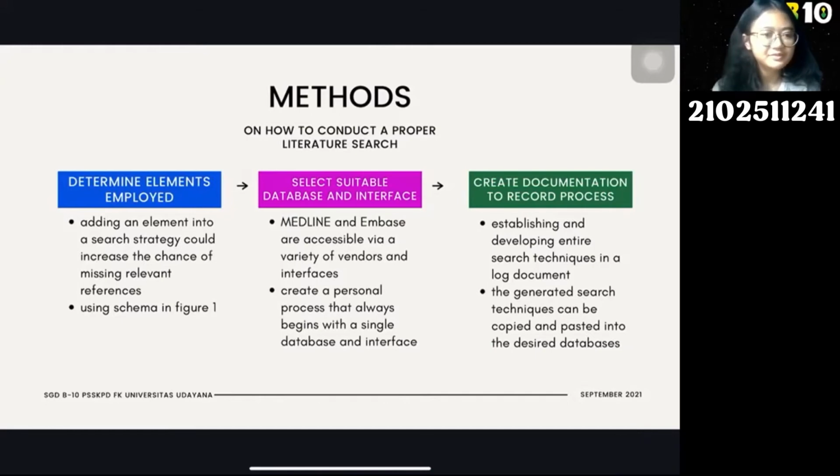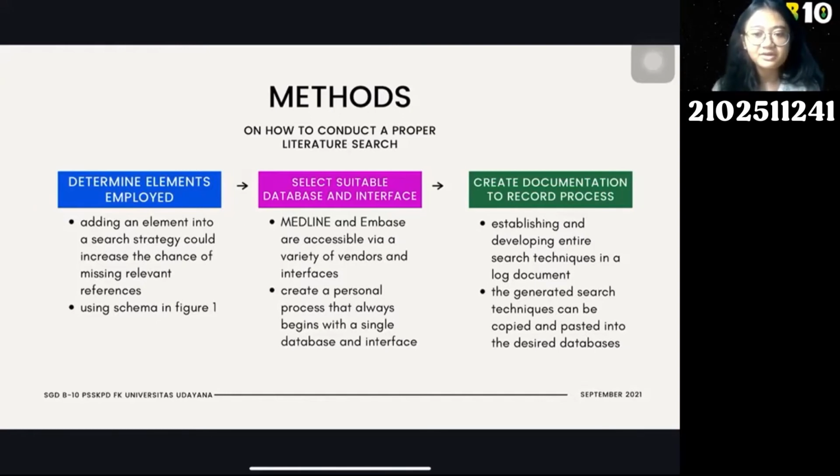So the first one is determine the elements employed, where the number of elements should remain as low as possible, or else adding elements will increase the chance of missing relevant references. Use the scheme that I will be showing you in the next slide, where all elements are ordered by their specificity and importance.